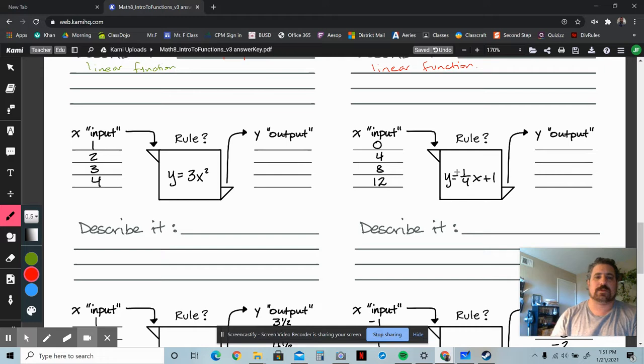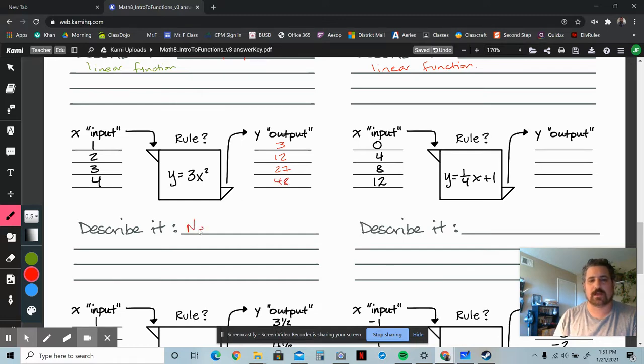Okay, let's look at the next one. This one is giving us the rule. This is a non-proportional nonlinear function. This is an x squared. It's a parabola. And so you just plug into it. 1 squared is 1. 1 times 3 is 3. 2 squared is 4. 4 times 3 is 12. 3 squared is 9. 9 times 3 is 27. 4 squared is 16. 16 times 3 is 48.